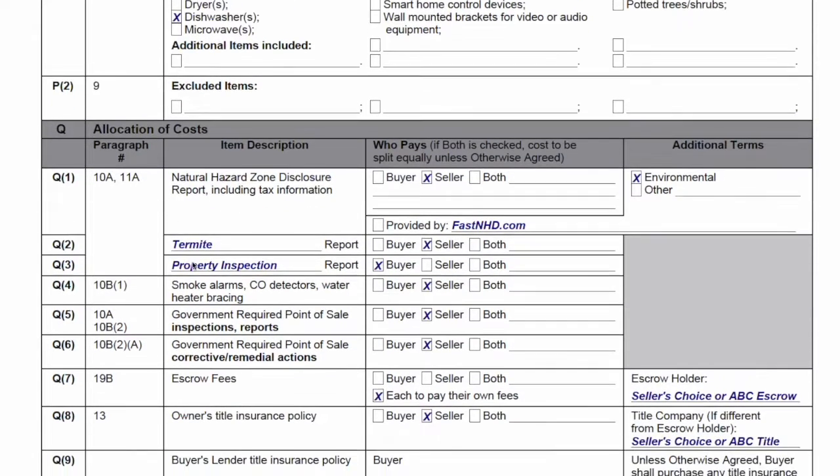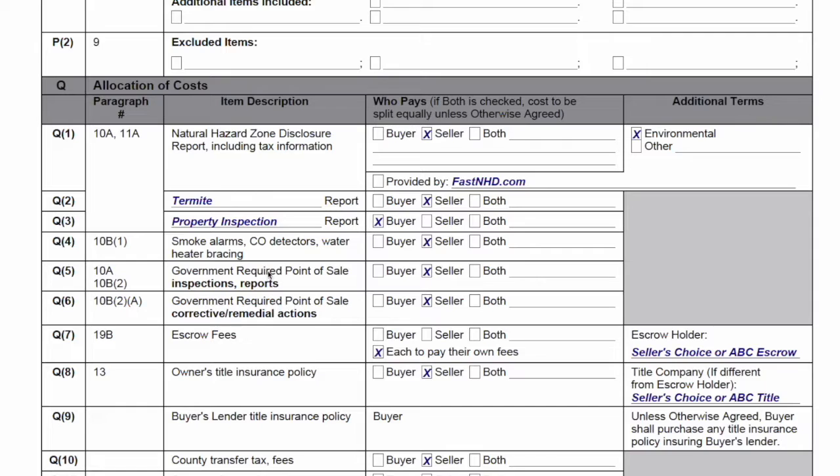This is very important. These are the closing costs. NHD report required by law. This cannot be waived. This is an obligation by the state to the seller to furnish the buyer with a natural hazard disclosure. I put that the seller should pay. There should be the environmental supplement, and that should be provided by fastnhd.com.